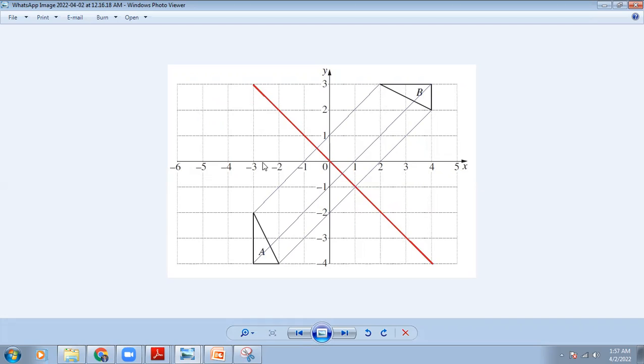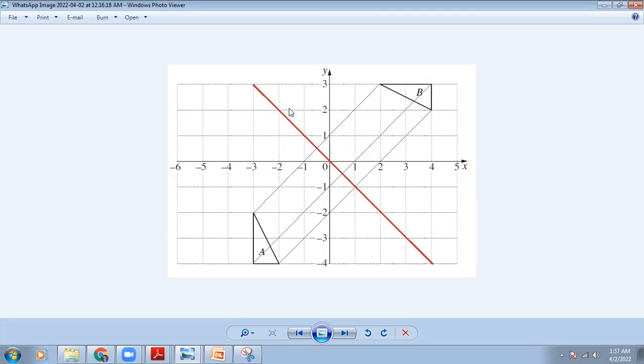So I will join the same points. You can see I've joined the same points, and then draw their perpendicular bisector. So this red line is the perpendicular bisector of these blue lines. That is the line of reflection.